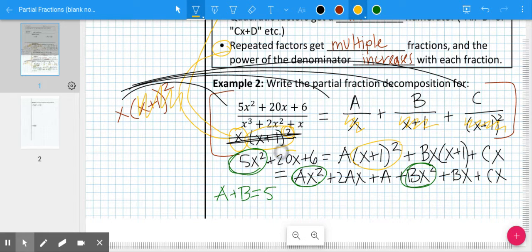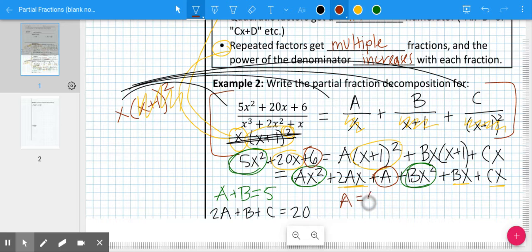I have a 20x in the middle, and I have a 2ax and a bx and a cx. So I have a 2a and a b and a c. That's going to add up to the coefficient, which is 20. But check this out. My constant 6 is a, because on the right side, a is the only constant.